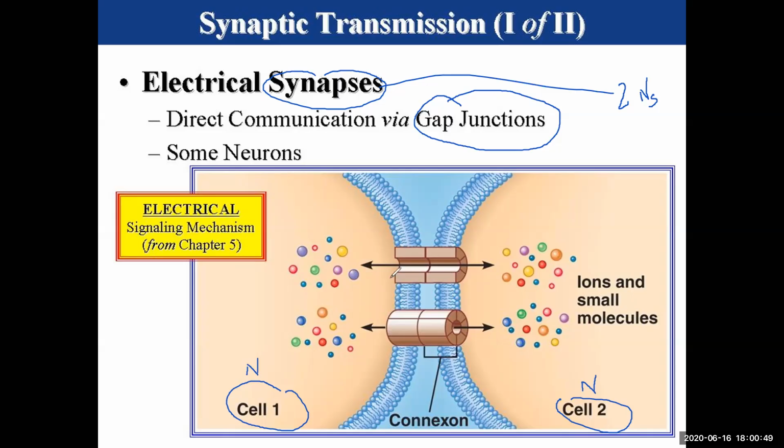The problem with this is there's no directionality. So the electrical signals can move back and forth. So the downside, the caveat, is there's no directionality. The advantage is it's extremely fast. So through these electrical synapses, communication goes much, much faster than synaptic transmission.